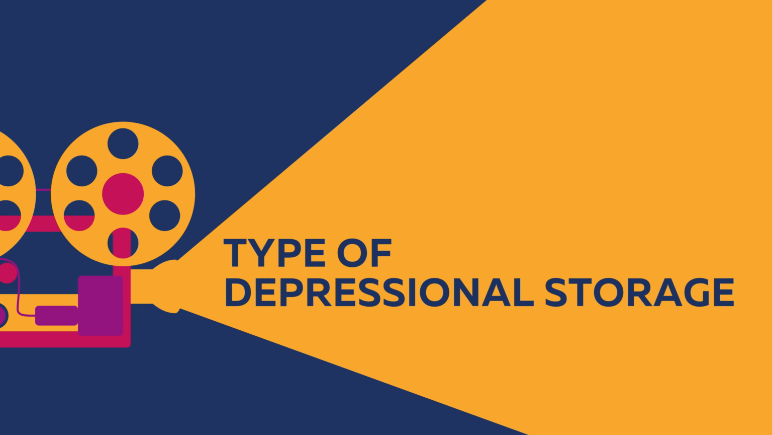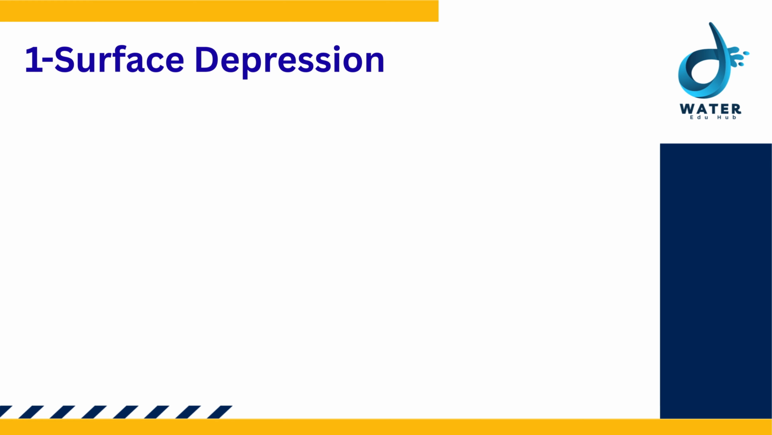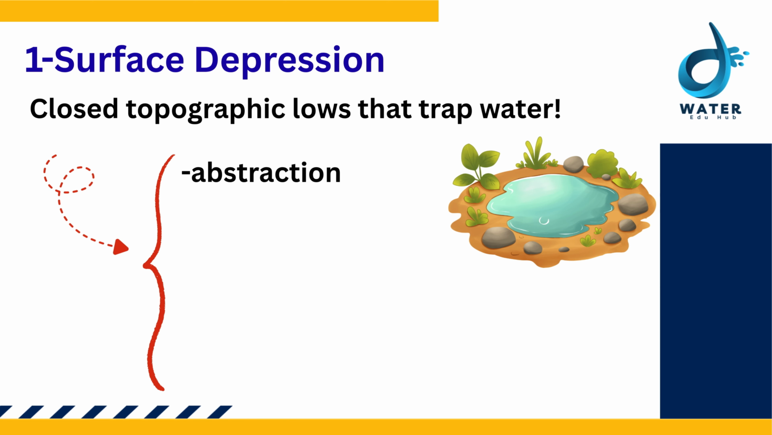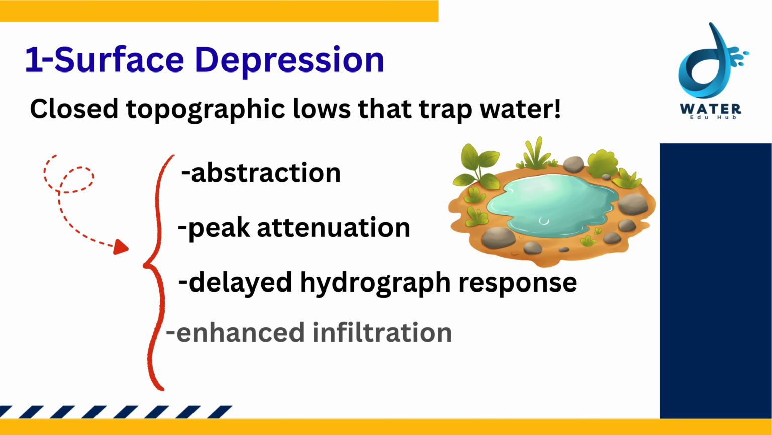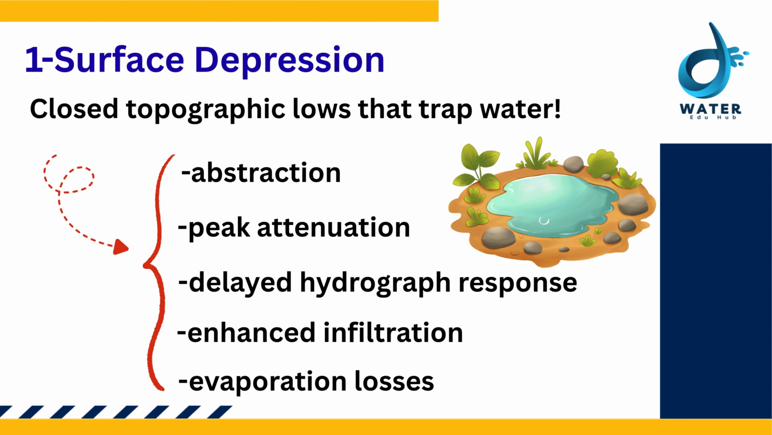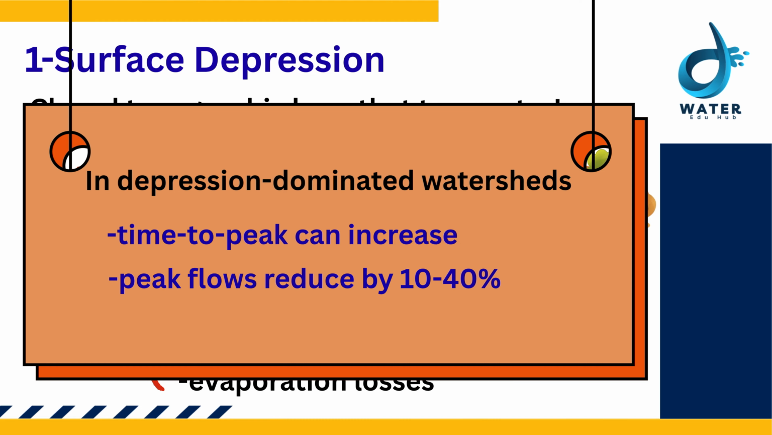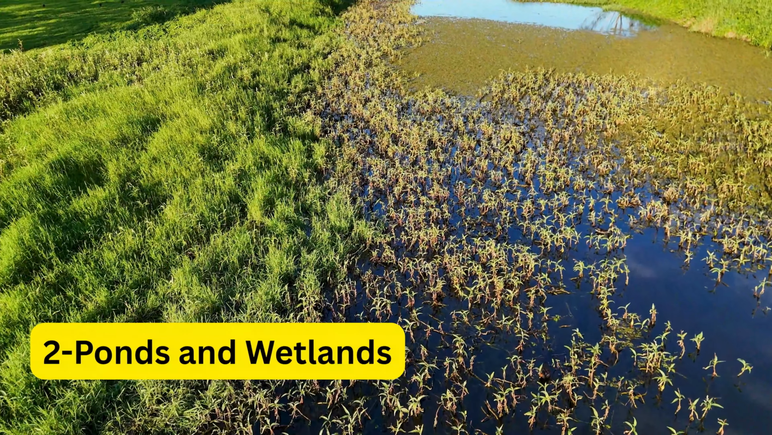generation and routing. Surface depressional storage can be found in different forms. First, surface depressions, which are closed topographic lows that trap water until their storage capacity is exceeded. These features influence runoff through several mechanisms, including abstraction before overland flow begins, peak attenuation, delayed hydrograph response, enhanced infiltration under ponded conditions, and evaporation losses after the event. In depression-dominated watersheds, time to peak can increase significantly, while peak flows may reduce by 10 to 40% for moderate storm events.